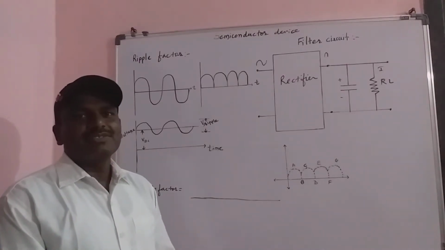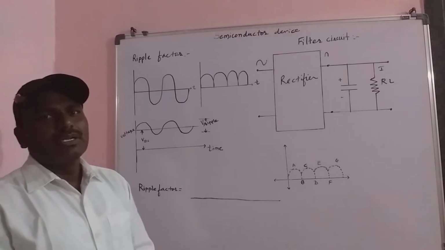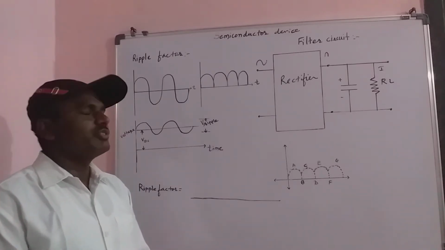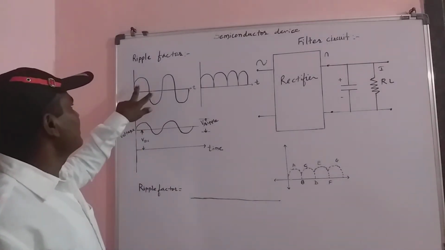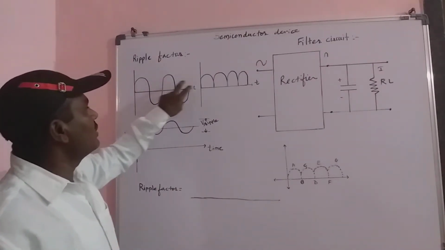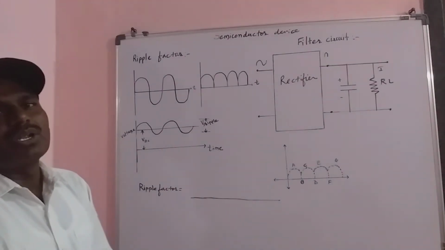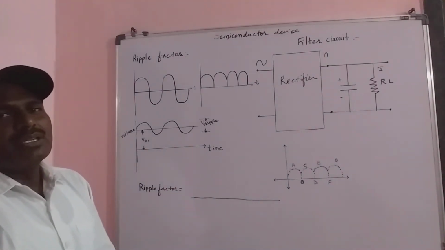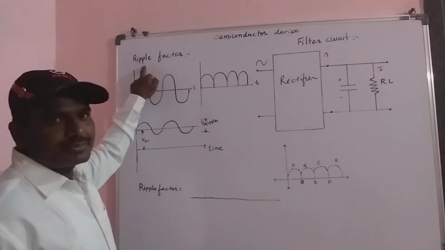Friends, in the last lecture we have learned about half wave rectifier and full wave rectifier. Now we can see the next part of the chapter, that is ripple factor. When this bidirectional AC voltage is converted into unidirectional voltage, at that time some AC component in the output of DC is called a ripple.